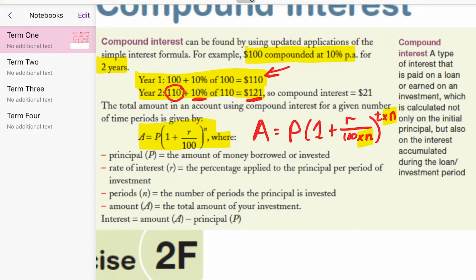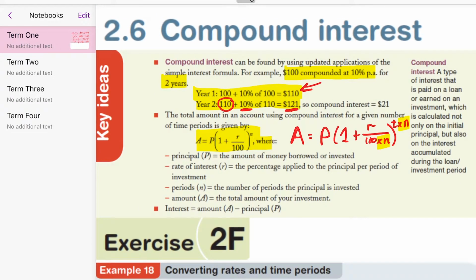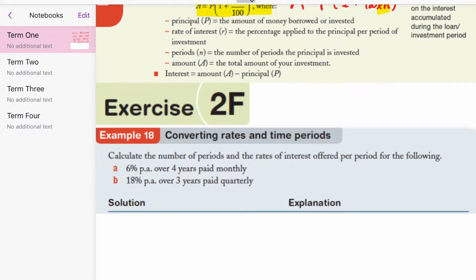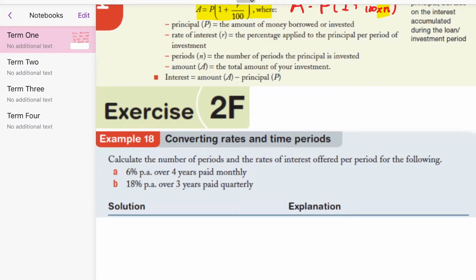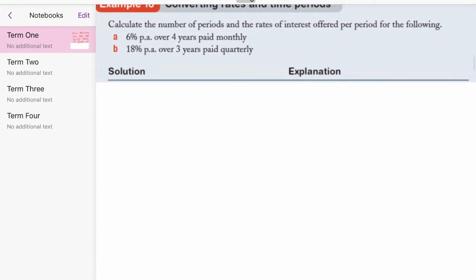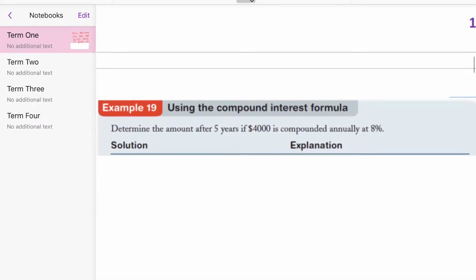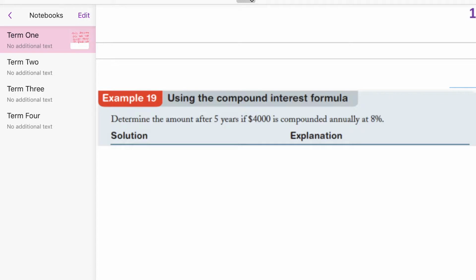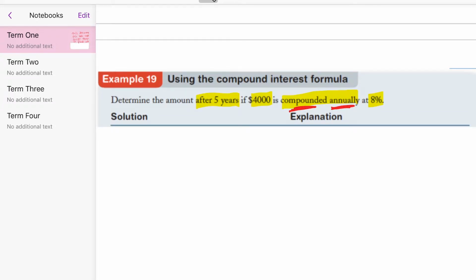So if I were you, this is probably the one that I would be looking at to work with and to have on your page of notes. So all the formulas for simple interest, compound interest, definitely have on your page of notes, because these are normally in the calculator section of tests and exams. So moving away from example 18 and looking at example 19, determine the amount after 5 years of $4,000 and it's compounded annually at 8%. Now this bit of wording here, compounded annually, is really important. That tells you how many times it's been compounded in a year.